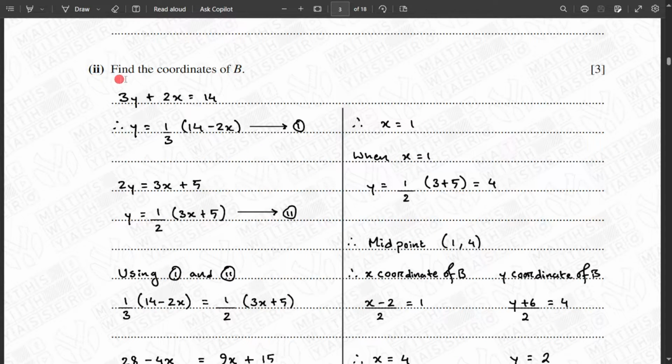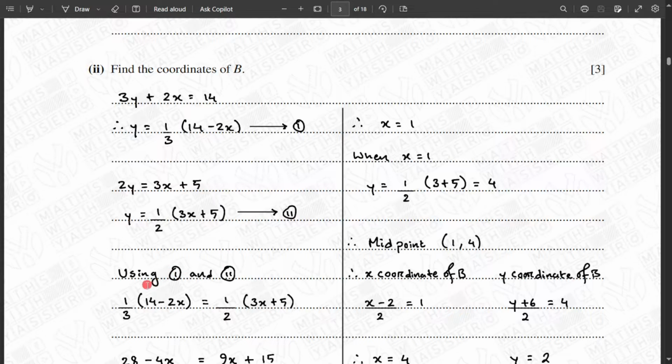In part 2, it says find the coordinates of B. So the equation of the line AB was 3y plus 2x equals 14. Now let's make y the subject of the equation. So that will become y equals 1/3 of 14 minus 2x. Let's consider that to be equation 1. And also we have 2y equals 3x plus 5. Now again let's make y the subject, and that will become y is equal to half of 3x plus 5.